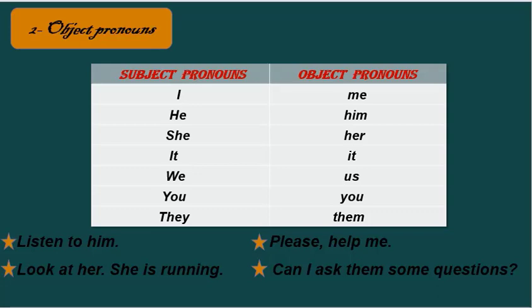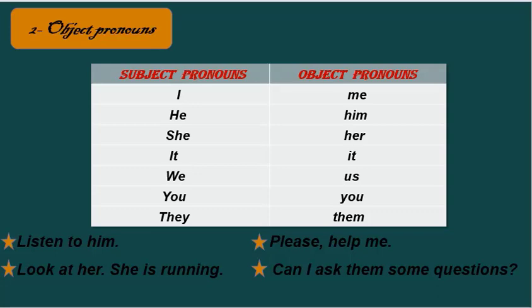Listen to him. Please help me. Look at her. She is running. Here we can see that in look at her, her is the object, but in she is running, she is a subject. And the last example, can I ask them some questions? I is the subject, but them is the object.